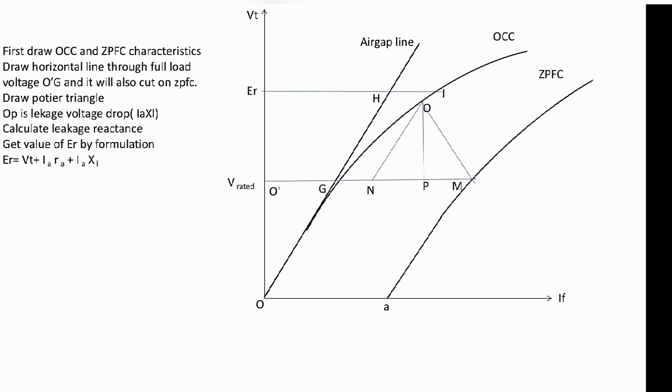Next, get the value of ER. Here you see the formula: ER equals VT, the terminal voltage, plus IARA plus IAXL. ER is the air gap EMF. Remember this: the resultant air gap EMF is ER. ER equals VT plus IARA plus IAXL. Here IARA is almost neglected, so in calculation we consider only VT plus IAXL.